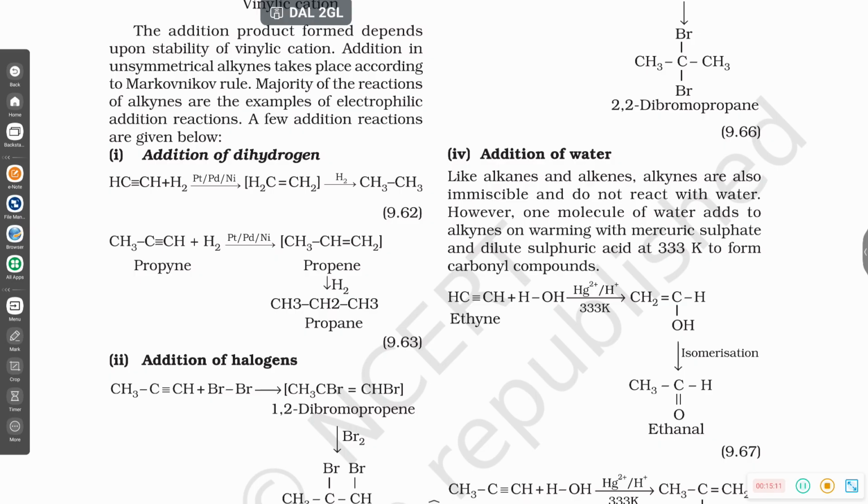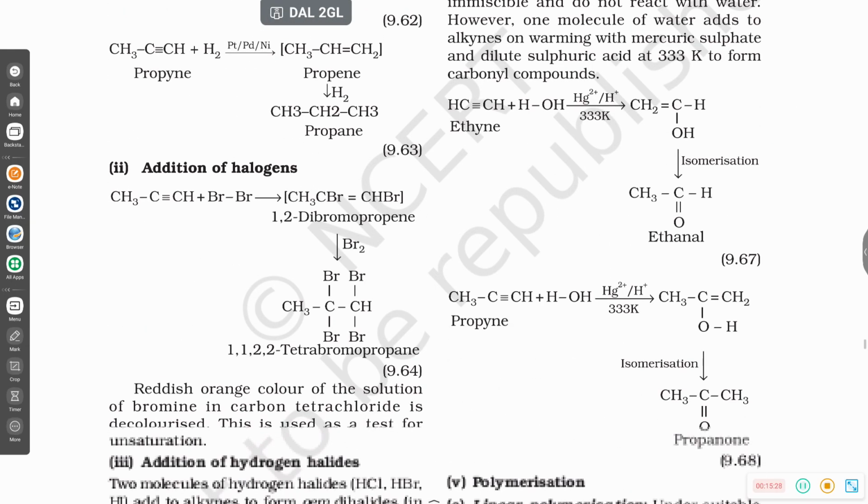But after attacking, this will be vinyl alcohol. I will tell this is an enol. Enol will become keto form. Isomerization, that is. Isomerization, then aldehyde is formed. You can see here, very important: here aldehyde is forming. Other than ethyne, anything you take, it will form ketone.